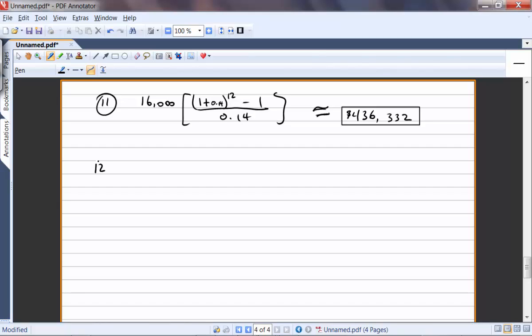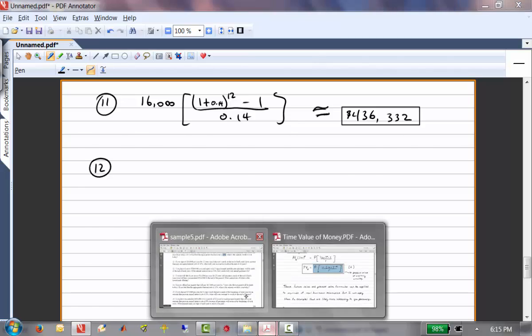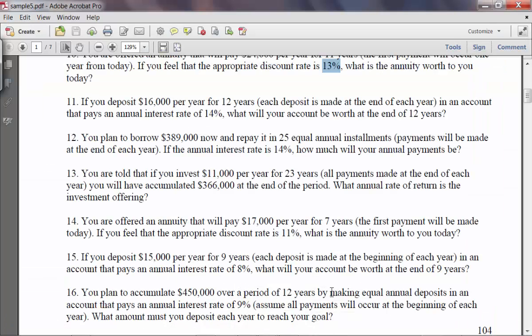Number 12. You plan to borrow $389,000 now and repay it to the bank in equal annual installments, 25 equal annual installments. And you'll make payments at the end of each year. If the annual interest rate is 14%, how much will your annual payment be?